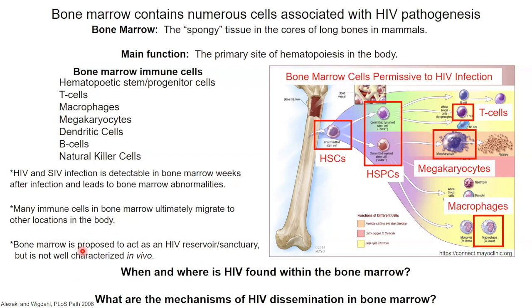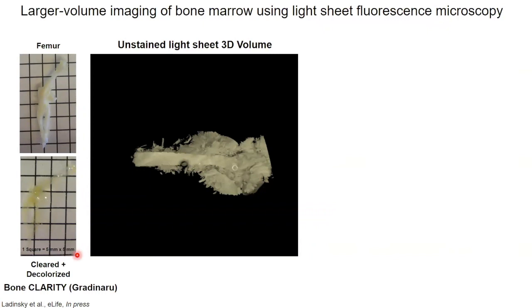So what we used is a protocol called the Bone CLARITY Protocol, and this was developed by Viviana Gradinaru's lab at Caltech. What you can see here is that on the top, we have an entire mouse leg that's fixed, and then on the bottom, it's made optically transparent. And so then we can image that entire leg or a portion of it and generate a 3D register of what the sample looks like.